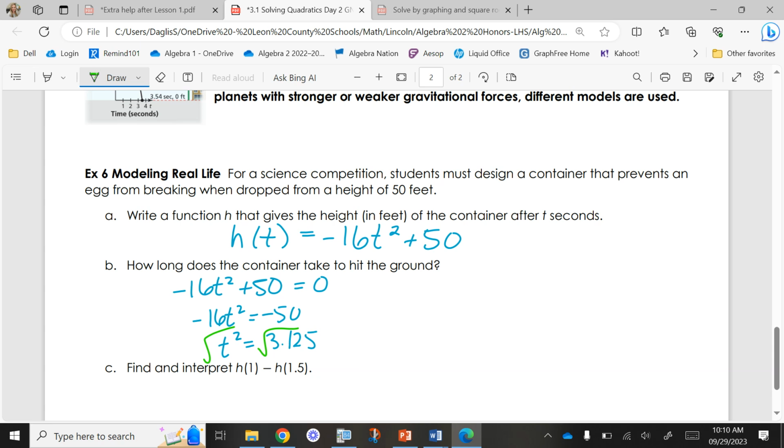Technically, t equals positive and negative 1.8, right? Can I have two answers to this question? No. Which one of those does not make sense? The negative. Again, real world situations here. We can't go back in time. Not yet. So we can't say it takes negative 1.8 seconds for it to hit the ground. So we're going to say it takes 1.8 seconds to hit the ground.